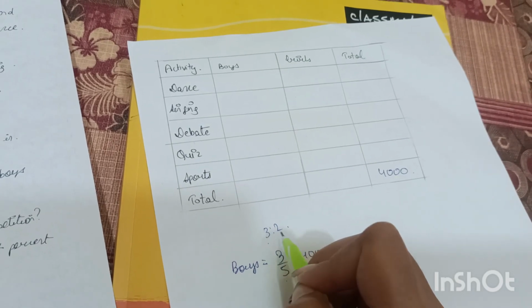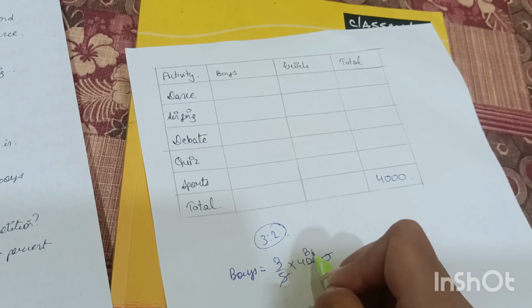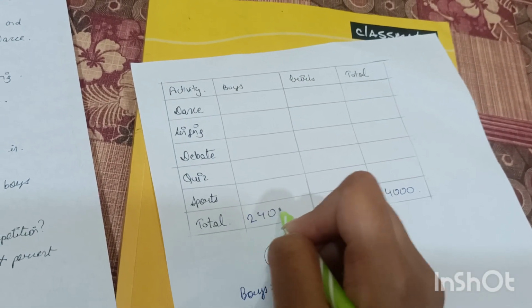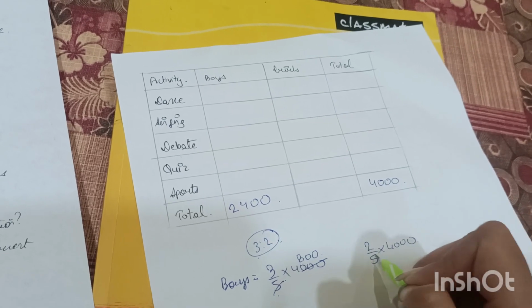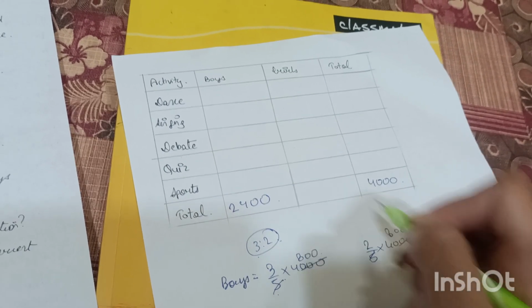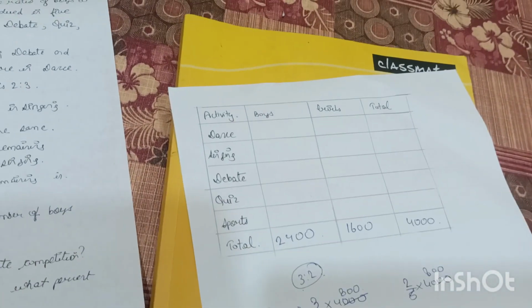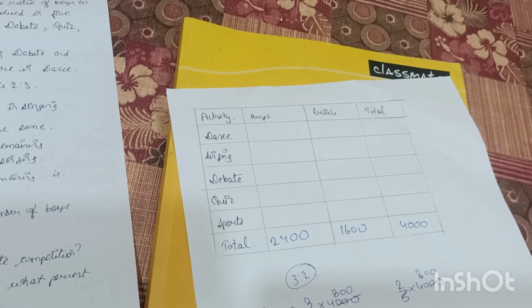3/5 was the ratio given. If we solve it like this, boys total is 2,400. And if we say 2/5 into 4,000, you'll get 1,600 girls. Okay, so now 16% of the boys and 28% of the girls are in debate and quiz.